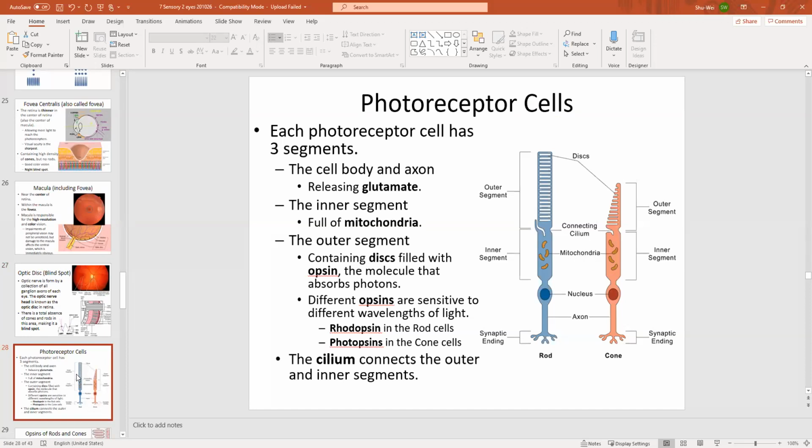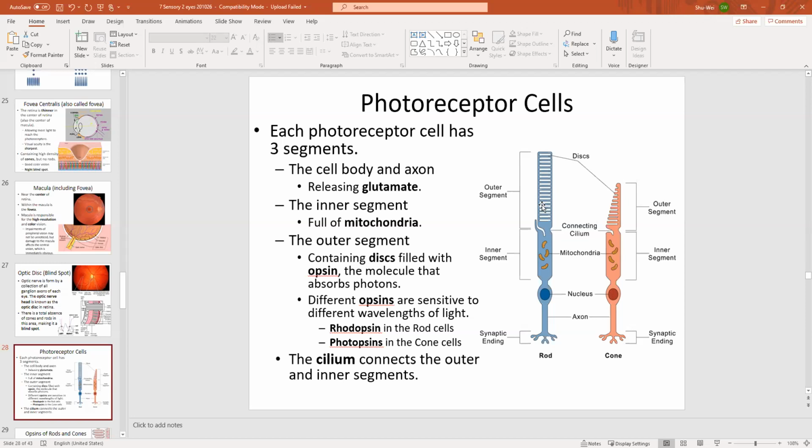Now, the type of the photoreceptor, as we mentioned, there are two major types, rods and cones. Rods and cones are the ones that convert the photon into the electric signal. So how does it work? Basically this is an example of the rods and this is an example of the cones. Each cell has three segments. We have the outer segment.